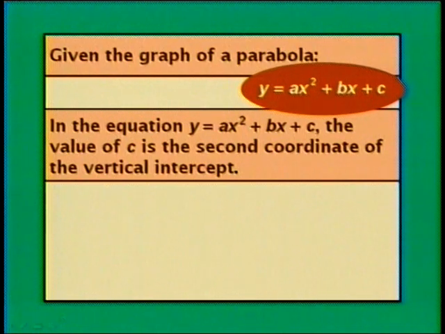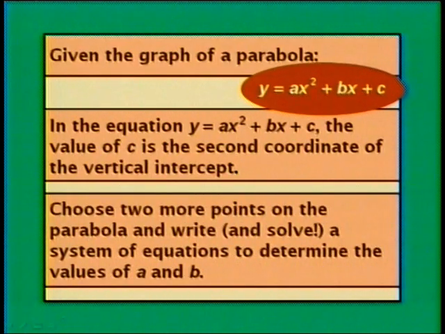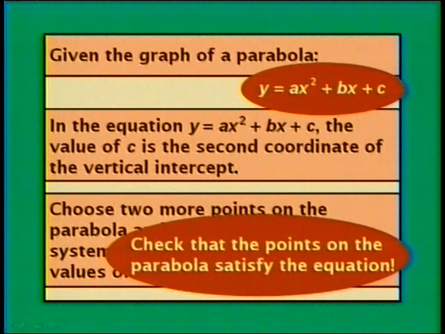If we didn't know this, there'd just be more algebra involved, and we're going to postpone that question to intermediate algebra. But if we know c, then we just need to choose 2 more points on the parabola and write and solve a system of equations to determine the values of a and b. Finally, when all is said and done, we want to check that the points on the parabola do indeed satisfy the equation that we determined.